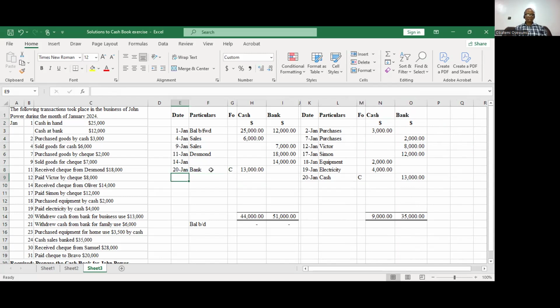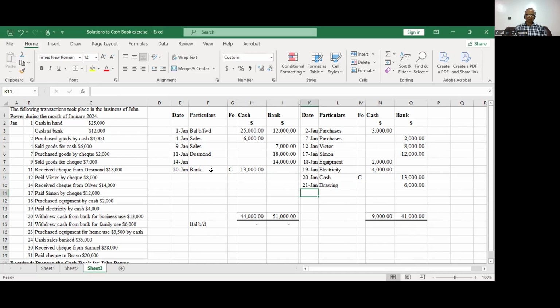21st of January, withdrew cash for family use. So this is a drawing. They withdrew money for the personal use of the business owner. So that's the drawing. So how much was taken from the bank? So 6,000. You're going to be having 6,000 in the bank column.